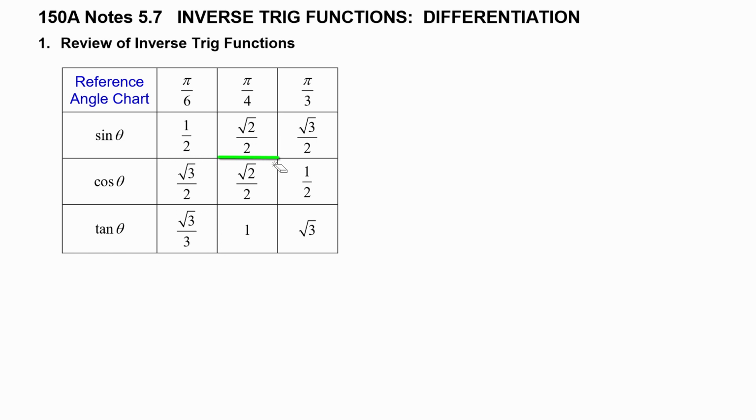Or rad 2 over itself is 1. Rad 3 over 2 over 1/2 is rad 3. So very quickly, you can come up with the reference angle chart, and then you can use those reference angle trig function values to find the trig function values in other quadrants.